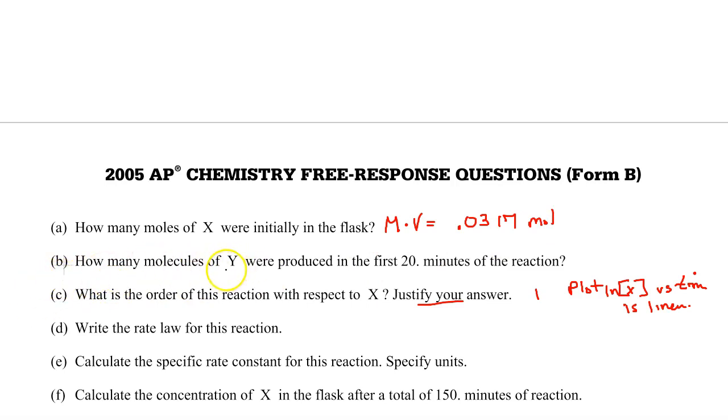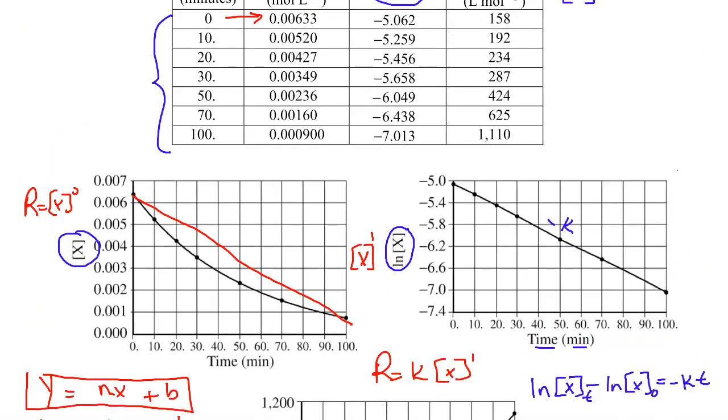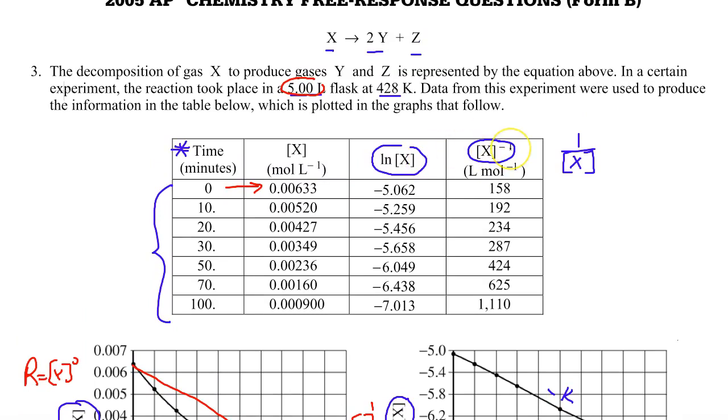How many molecules of Y? Ooh, they're asking for the actual number. So when I hear molecules, I think, ooh, take my moles and convert them to the actual number using Avogadro's number. Been a while, but we can do this. We're produced in the first 20 minutes. So we want to know how much Y is produced. Now, if you notice, people, we don't have a value for how much Y, which is one of the reactants.